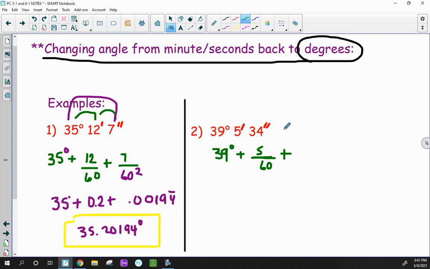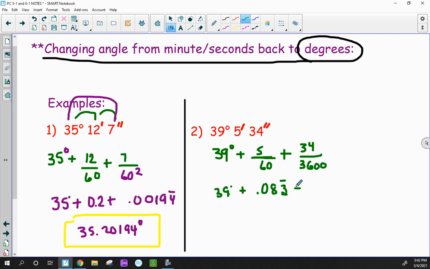Then you're going to take the 34 seconds. You're going to divide 34 by how many seconds are in a degree, and that's 3,600, which is 60 squared. So if you prefer to write this, you can. And now it's calculator time. 39 degrees. 5/60ths is the same thing as 1/12. 1 divided by 12 is 0.083, and the 3's repeat, so I'm just going to jot that down.